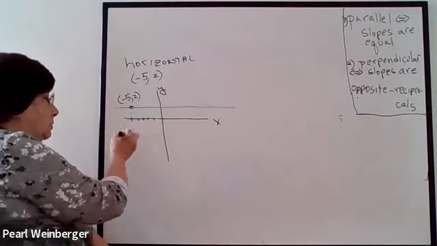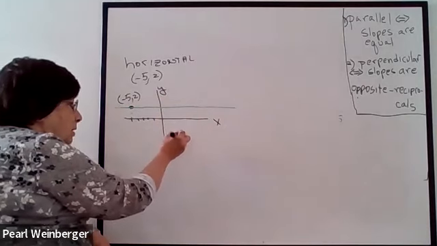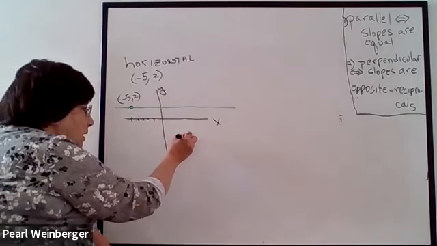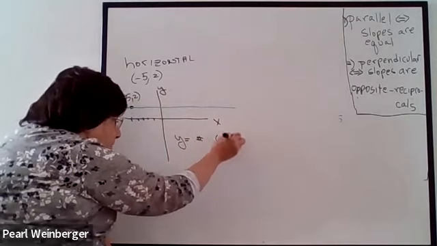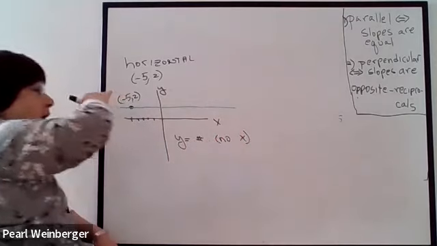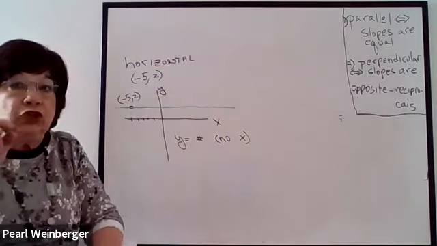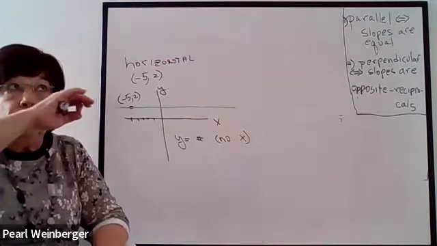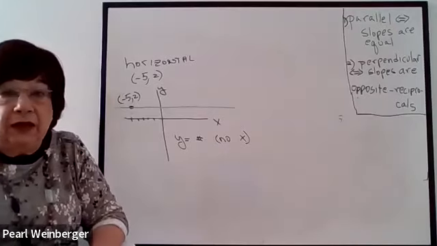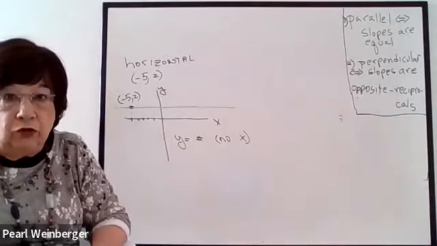Anytime you have a horizontal line, its equation is just y equals a number. It has no x in it. Horizontal lines have a slope of 0. They're not going up, they're not going down. So therefore, there's no x in the equation, just a y.